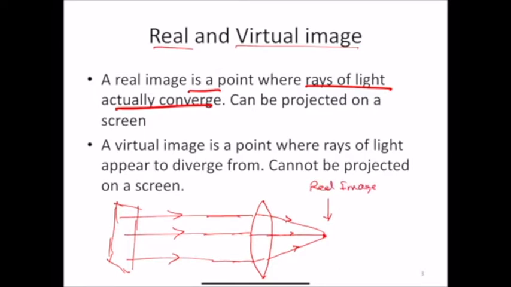So all the light is converging at this point. I've just drawn three rays here, but there's an infinite number of rays. They're all doing the same thing. They're converging at this point. Of course, they don't stop here. They'll continue going. But the real image is the point where all these rays actually converge. So if you put a screen at this point, you will see a bright spot of light. So a real image can be projected on a screen. All right. So a real image is a point where rays of light converge, and if you put a screen at the location of a real image, you will see a bright spot of light.